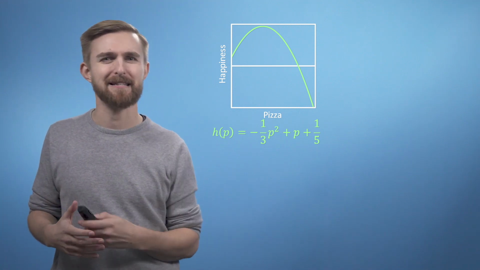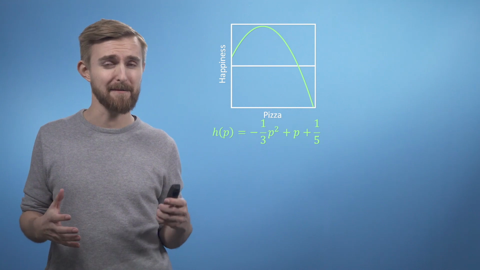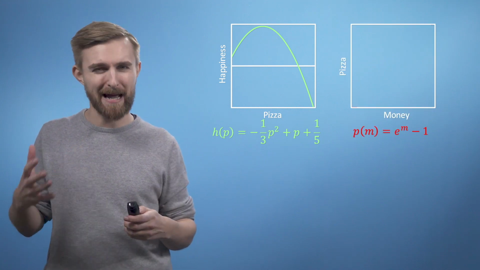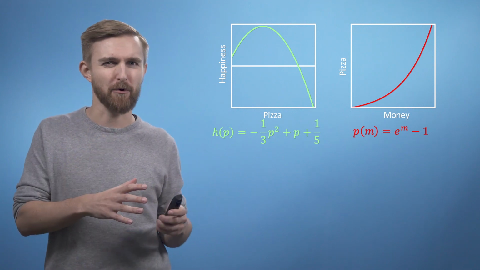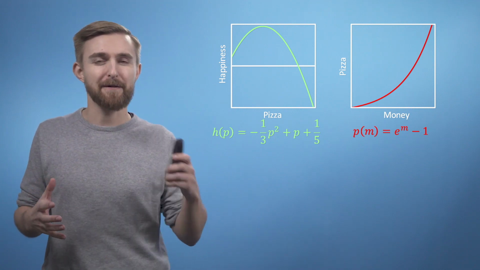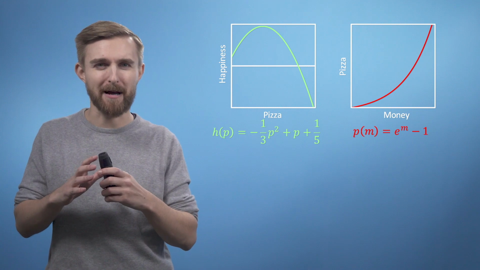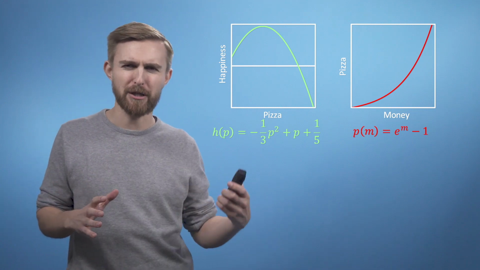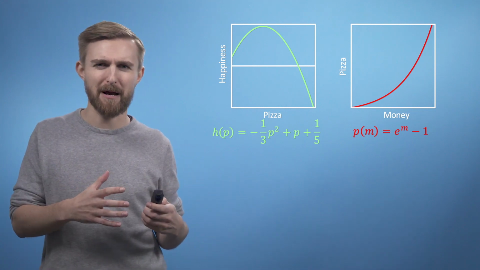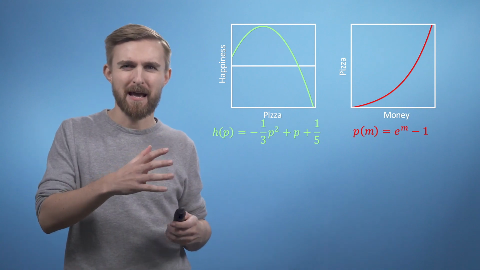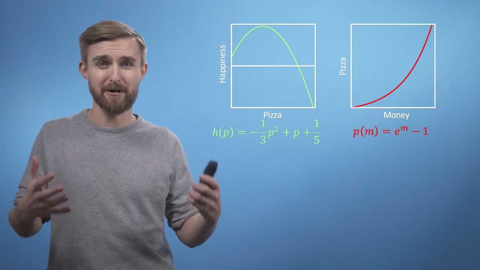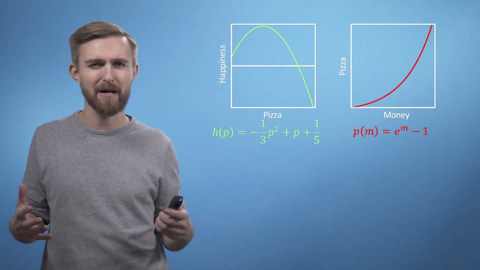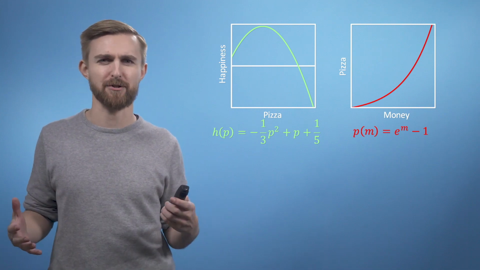Next is our function relating pizza and money. p of m equals e to the power of m minus 1, which is also fairly straightforward to understand by looking at a plot. If you've got no money, you can't buy any pizza. But the more money you have, your pizza purchasing power increases exponentially. As at first you can take advantage of bulk buy discounts, but as you start getting really rich, you can buy your own pizza oven and eventually even build your own pizza factory.